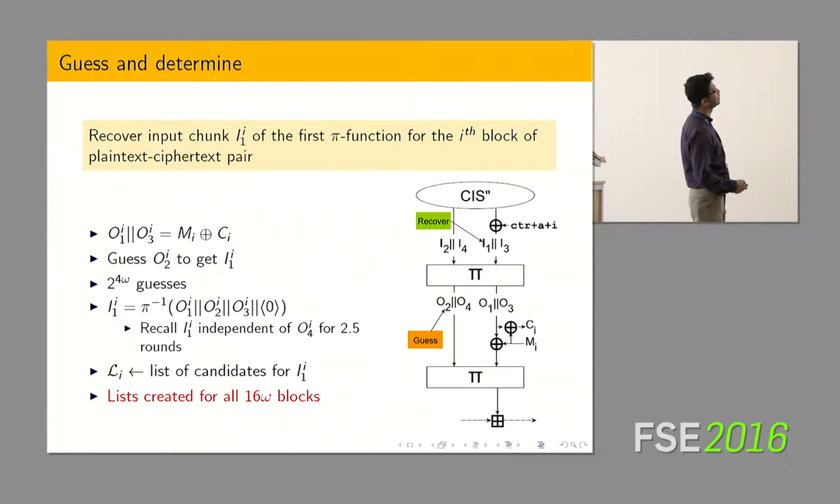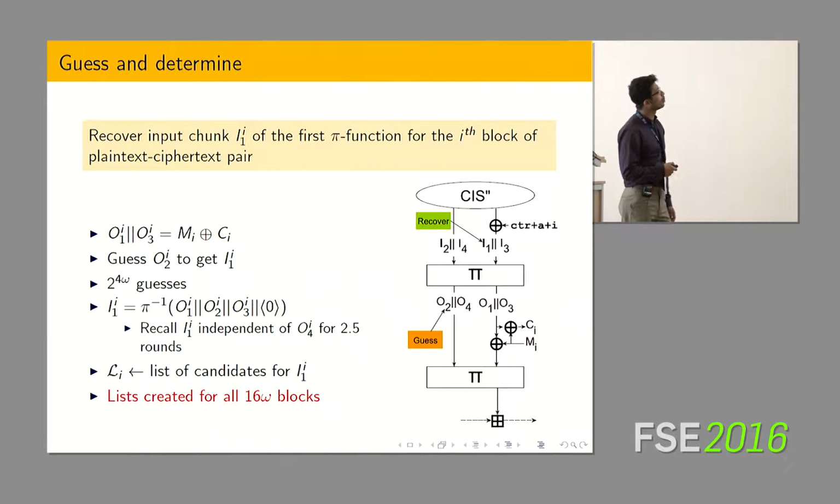So this is the guessing. We will guess O2. We know O1, O3. We'll recover I1. So this is what we'll get. Of course, you remember, each of these is a chunk, so they have 4 omega bits. So we have a possibility of 2 to the power 4 omega guesses for O2.